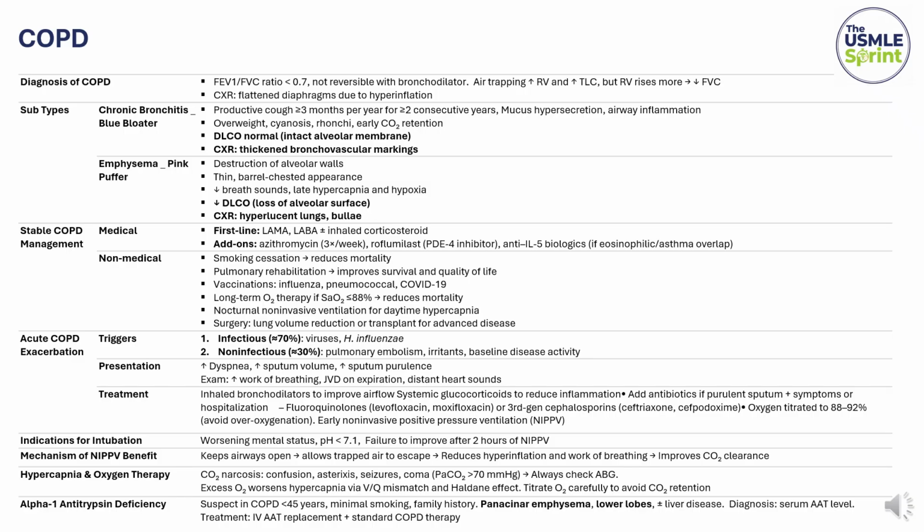Oxygen should be titrated carefully to a saturation of 88 to 92%. Too much oxygen can worsen hypercapnia. Non-invasive positive pressure ventilation is used early to unload the fatigued diaphragm, improve ventilation, and prevent intubation. In severe cases where mental status worsens, pH drops below 7.1, or ventilation fails after 2 hours of non-invasive support, intubation should be considered.